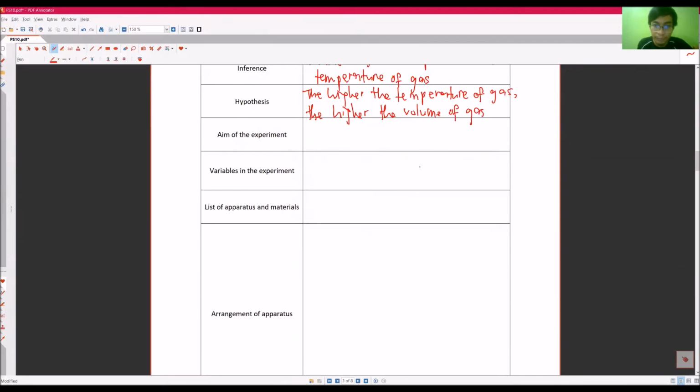Aim: to investigate the relationship between temperature and volume of gas.